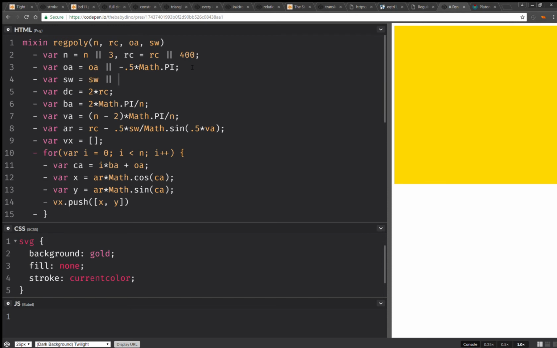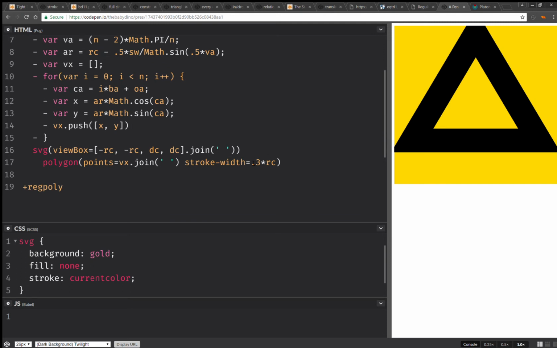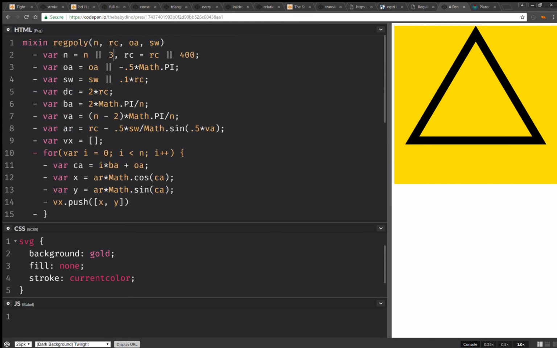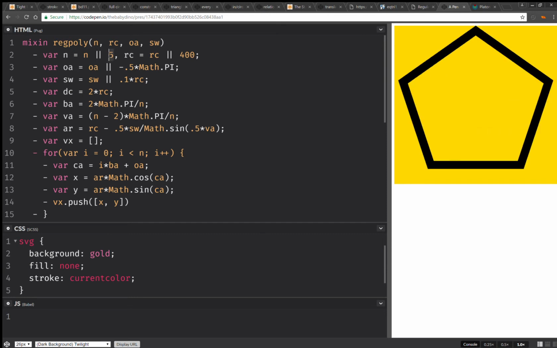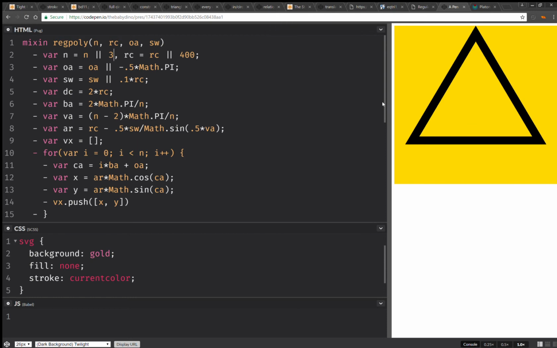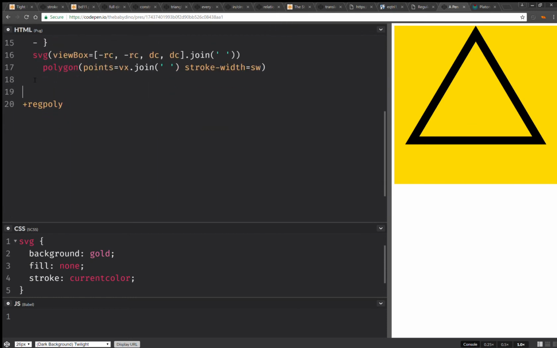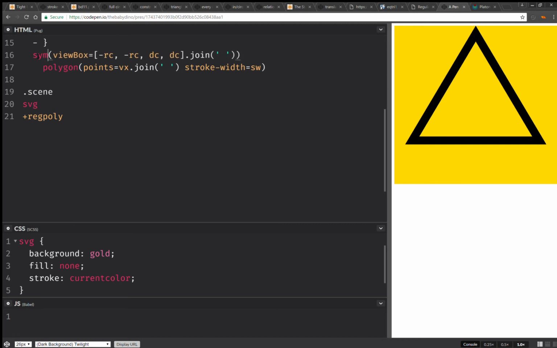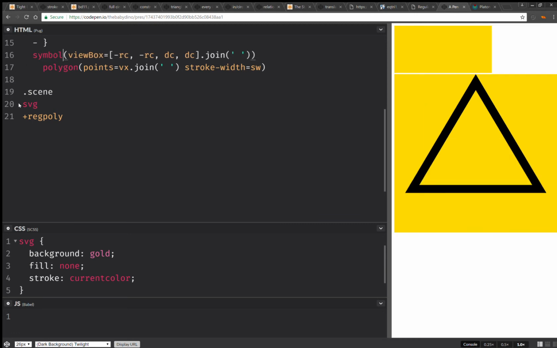And here we have the default, and by default it's 0.1 times the circumradius. It can be anything else by default. And here we need to set the stroke width to that value. And this works for any polygon. It doesn't matter, we can have a pentagon here, and it works just as well. So now let's switch back to triangle, and we have a bit more than this here. We're going to have a seam, and one more thing we're going to do here is replace this with a symbol. Put it inside this SVG.